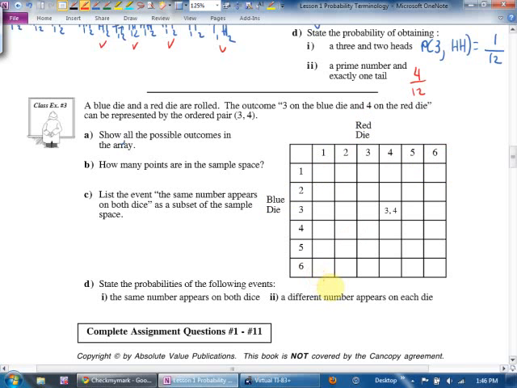This is 1, 1, 1, 2, 1, 3. Fill it in. 1, 4, 1, 5, 1, 6. It takes about 10 seconds to do a dice chart, but it's so handy, it's well worth the while. 2, 1, 2, 2, 2, 3, 2, 4, 2, 5, 2, 6, 3, 1, 3, 2, 3, 3, 3, 5, 3, 4 is already there. 3, 6.